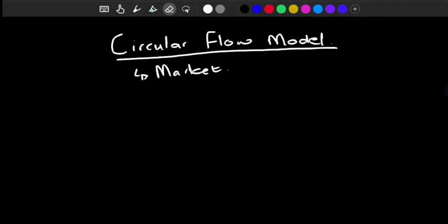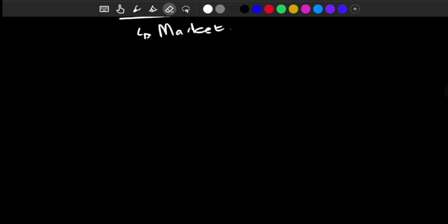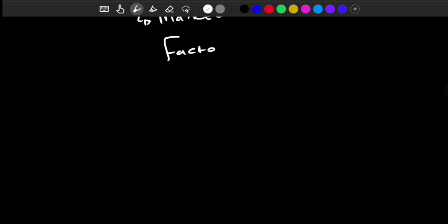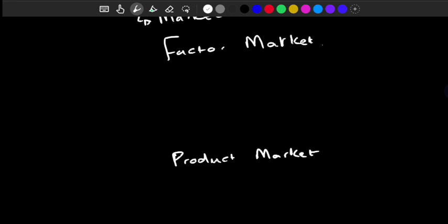Okay, so in this lesson, we're going to be looking at the circular flow model, specifically how the different markets communicate or are interchanged. In that, we have two main markets: our factor market and our product market. We know that these two are connected to each other, being that they are interdependent.